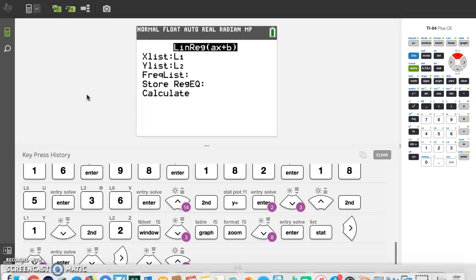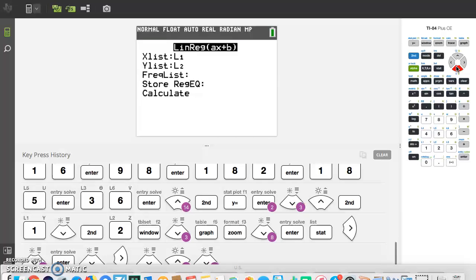So we have our X and our Y, list 1, list 2. And now, next we want to fill in this row where it says store the regression equation. That just means, do you want to put the equation somewhere? And yes, we do. We want to put it in our y equals where it will graph, because then our line will be graphed right on top of our scatter plot, which is exactly what we want.